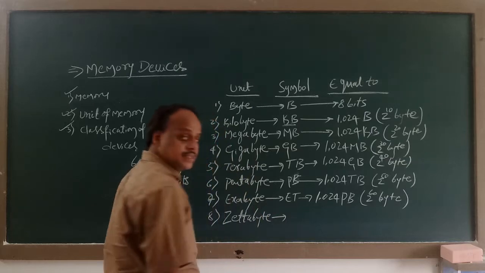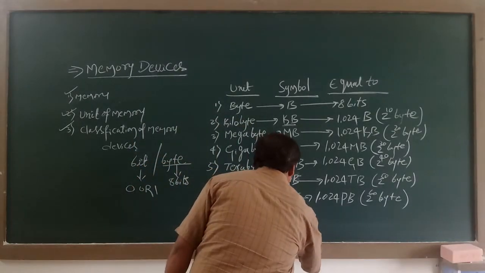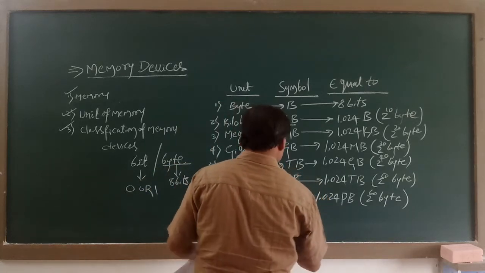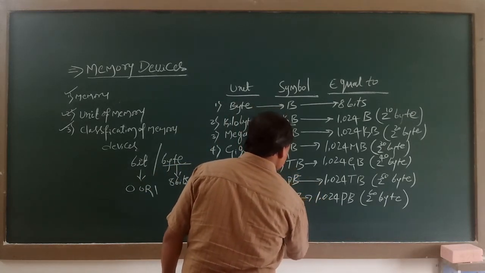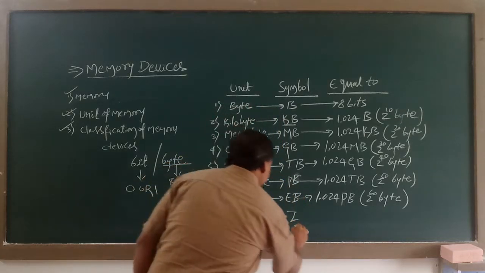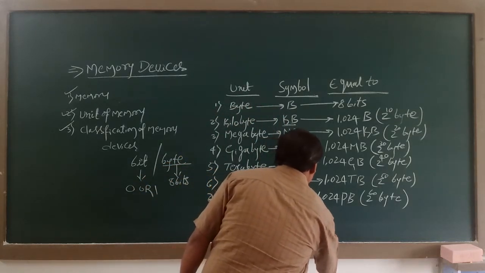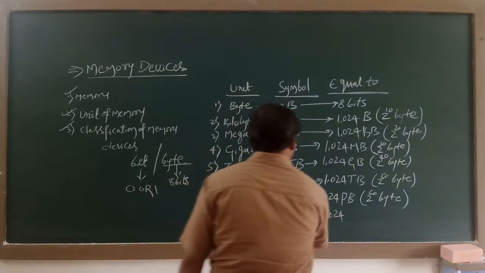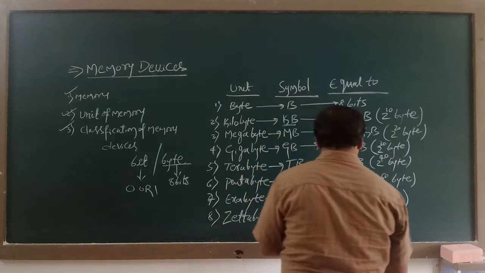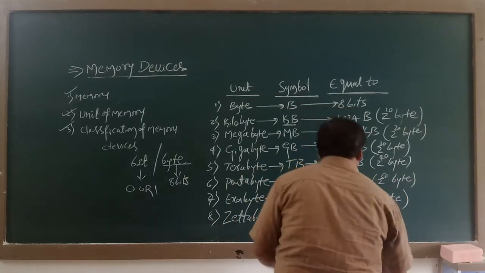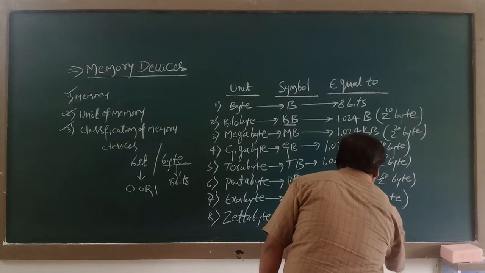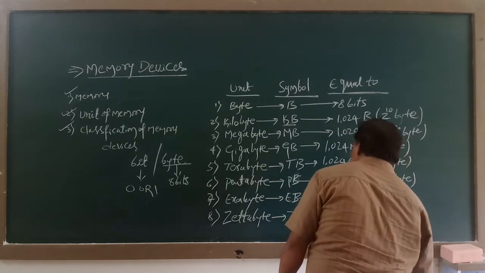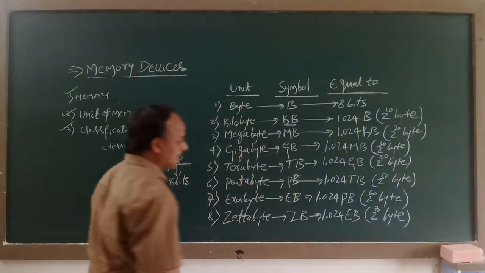Zettabyte, that is represented by ZB. This is also exabyte, EB. Zettabyte, ZB, is 1024 EB, that is 2 power 70 bytes.